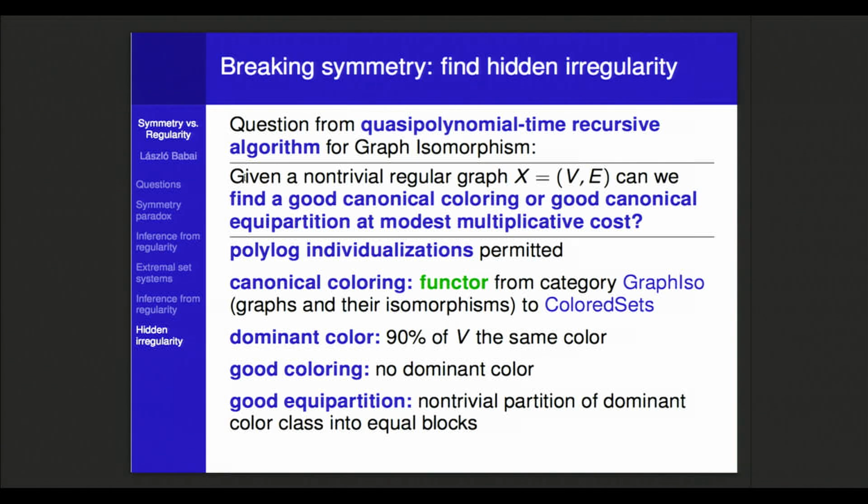So I want to partition it into equal parts non-trivially, okay? So the blocks of that partition should not be singletons and not the entire thing together. A non-trivial partition of the dominant color class into equal blocks. That's what equipartition is. And I want this to be canonical, and I have been using this term canonical and never quite explained it.